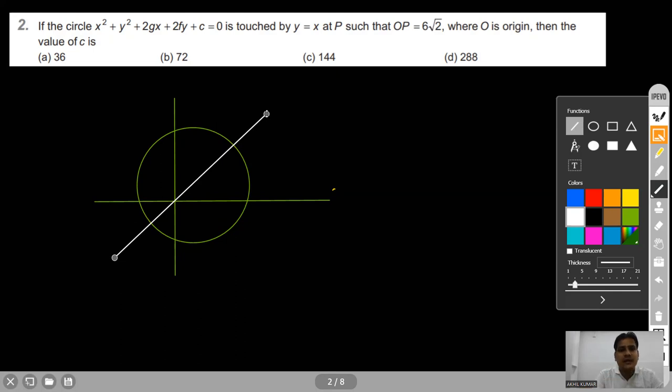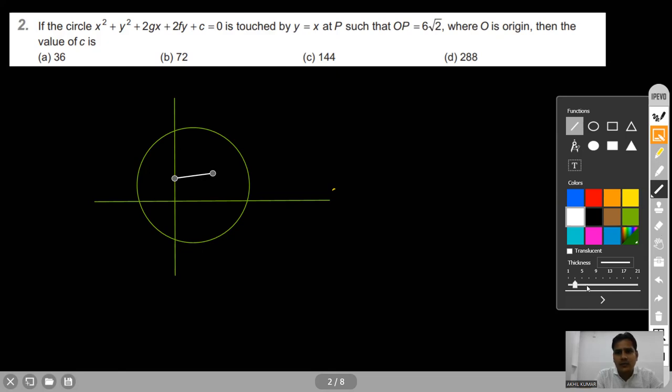So it is touched by line y equal to x, right? It is not cutting, it is touching the line y equal to x. So if you see, y equal to x will be somewhere. Then we could have omitted this one, the coordinate axis.